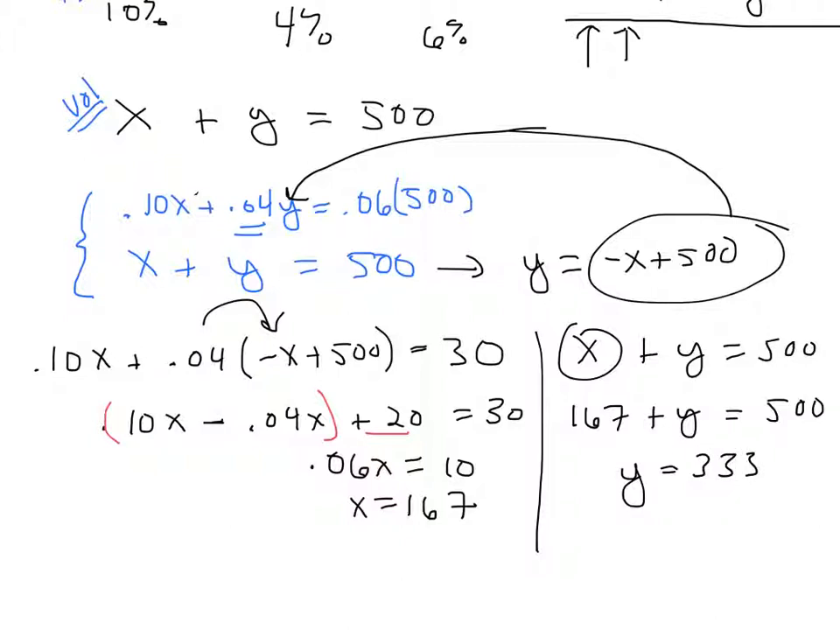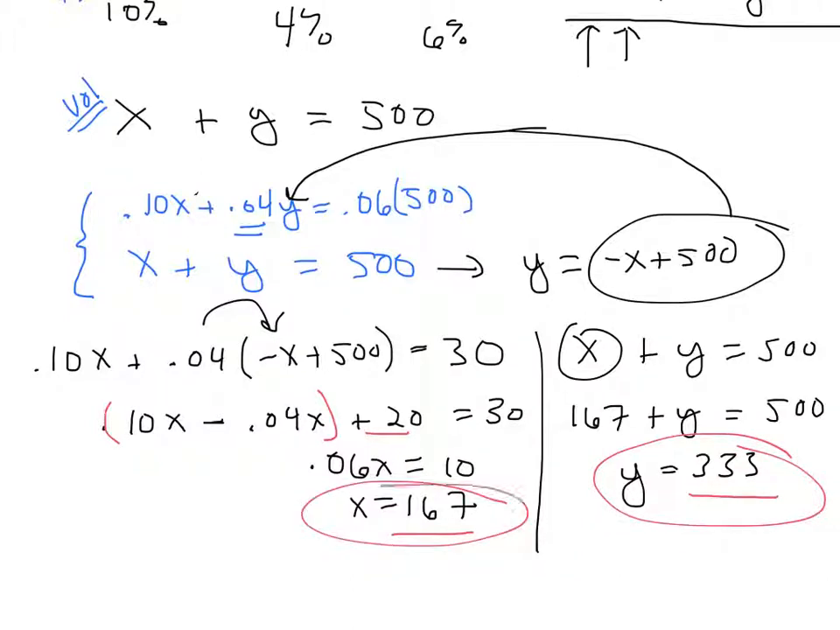So in order for me to get the appropriate mixture, I need to take 167 milliliters of chemical X, or solution X, and mix it with 333 milliliters of chemical Y, or solution B is what we called it.